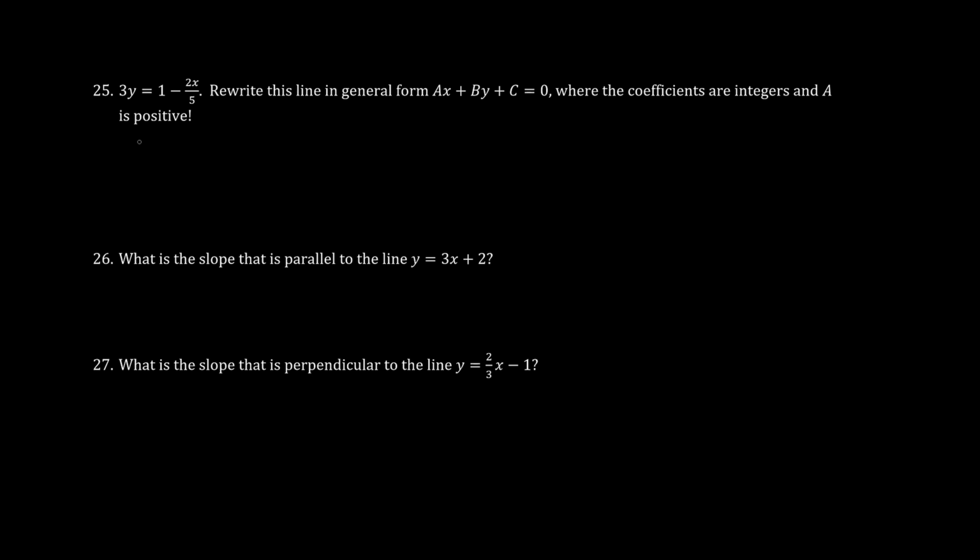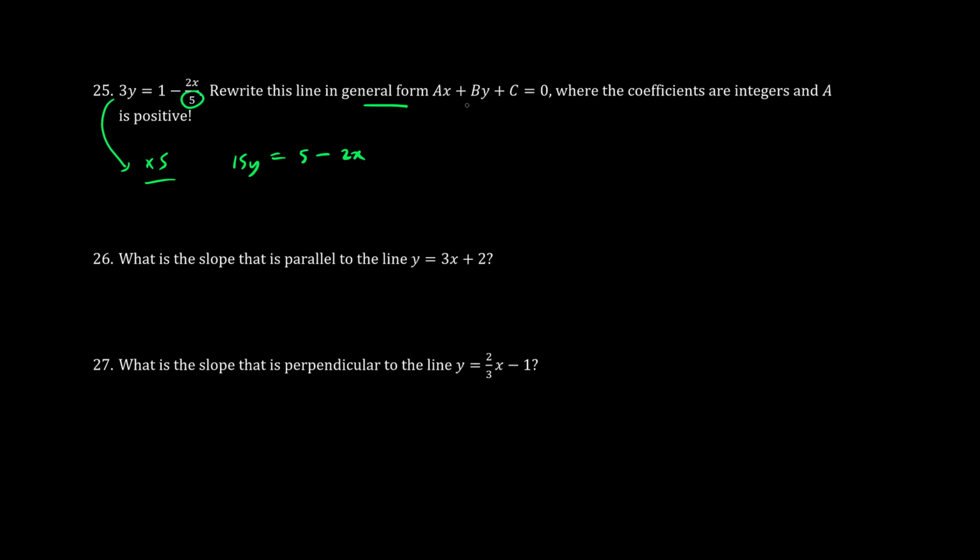Now for question 25, let's rewrite this into general form. So to get general form, we have coefficients that are integers, and the a value must be positive. So let's get rid of the denominator 5 by multiplying both sides by 5. So we have 15y equals 5 minus 2x. When you multiply this term by 5, the bottom goes away.